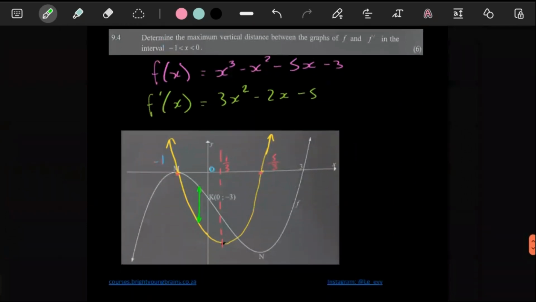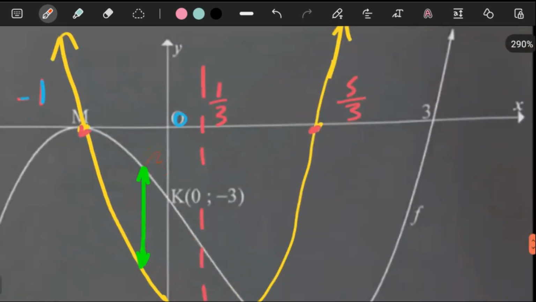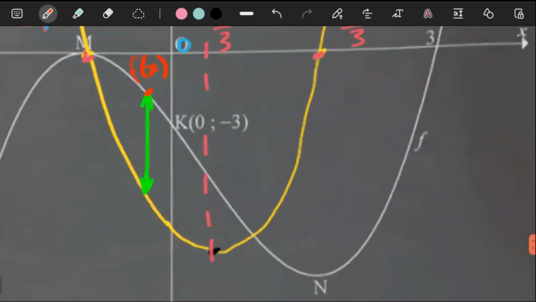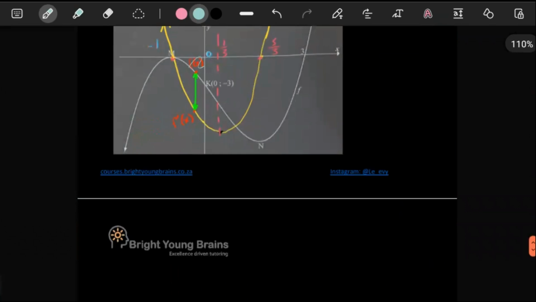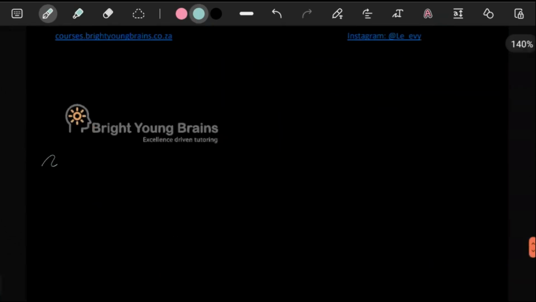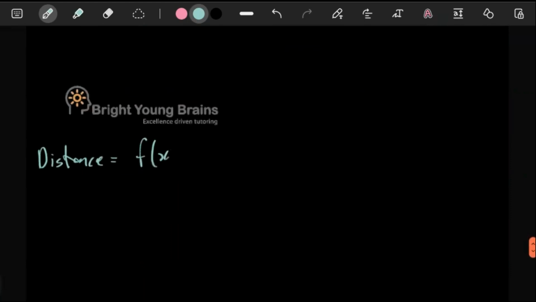This is how you work out a question like this. You don't have to figure out anything, you can just look at it from what we have done here. This is a point on the equation of f, and this is a point on the equation of the first derivative. This is important because this vertical distance, you get it by taking the y value there minus the y value there. So your distance is going to be equal to the y value at the equation of f minus the y value at the first derivative.